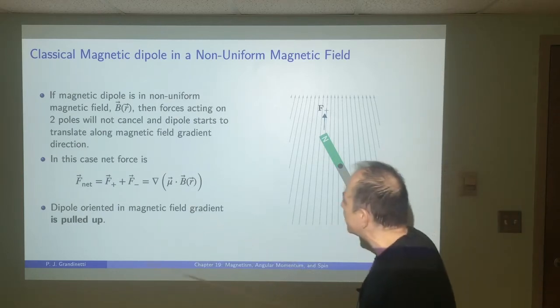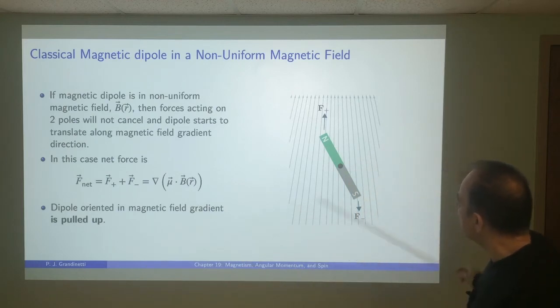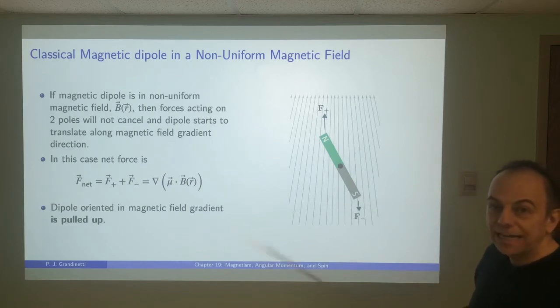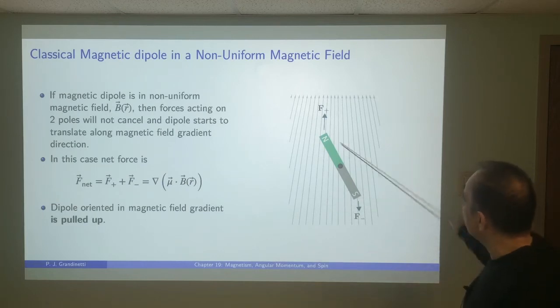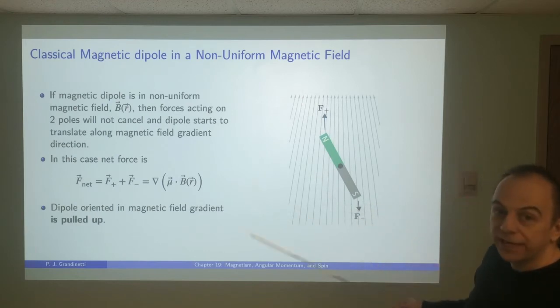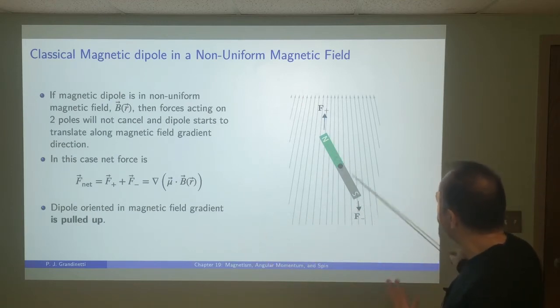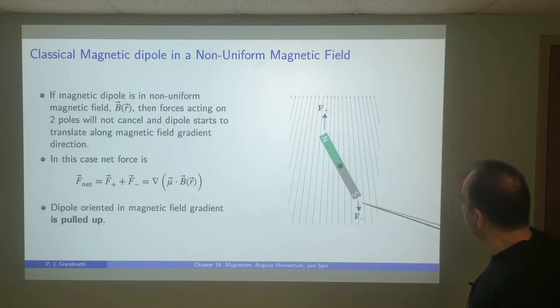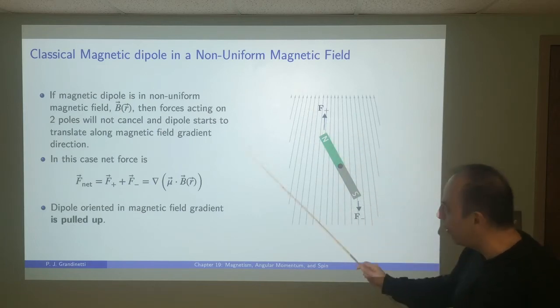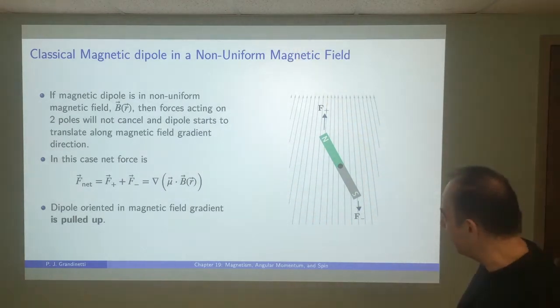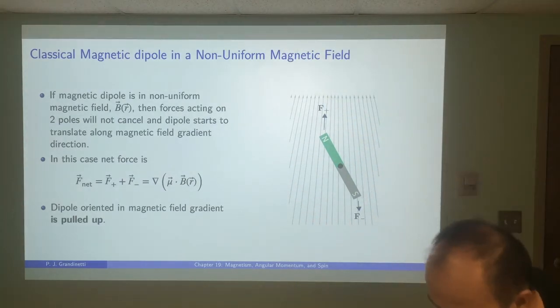And so what happens in this case is that the force acting on the North Pole and the force acting on the South Pole are no longer equal and opposite in direction. So there's no canceling. We're still going to get a torque, and we'll talk about that later, but we'll also see that in this case this force is stronger than this force, so this dipole in a magnetic field gradient is going to be pulled up. Okay, that's the first important thing to note here.